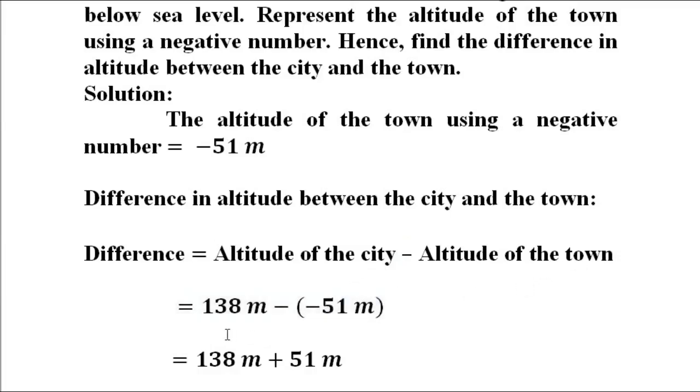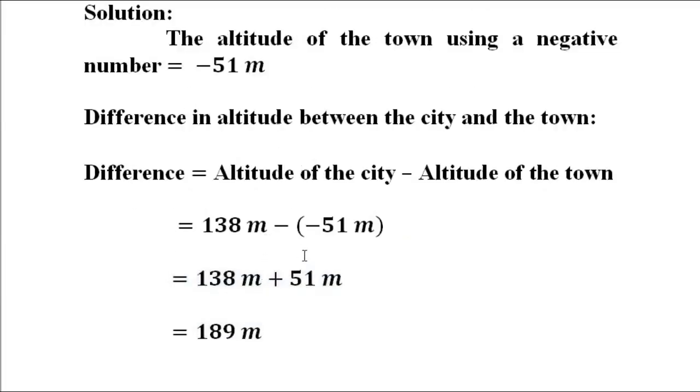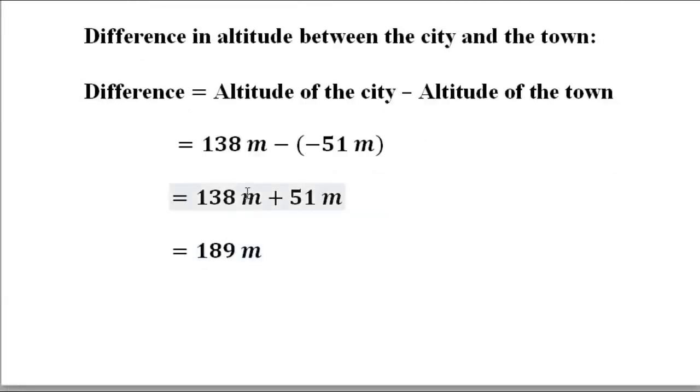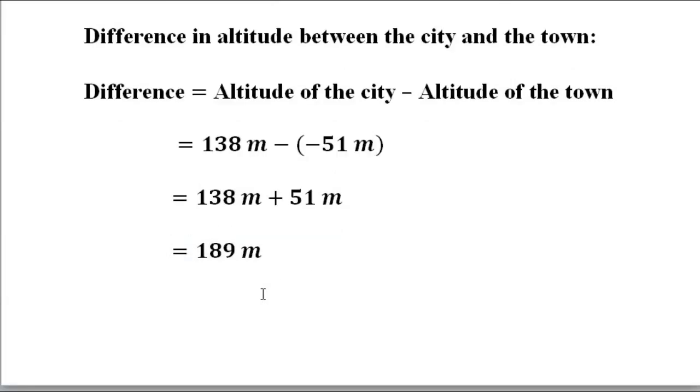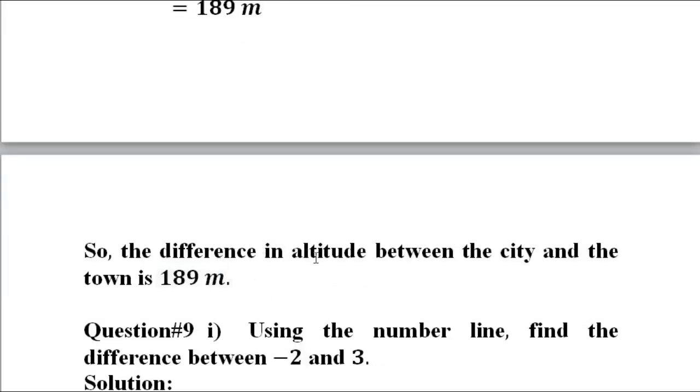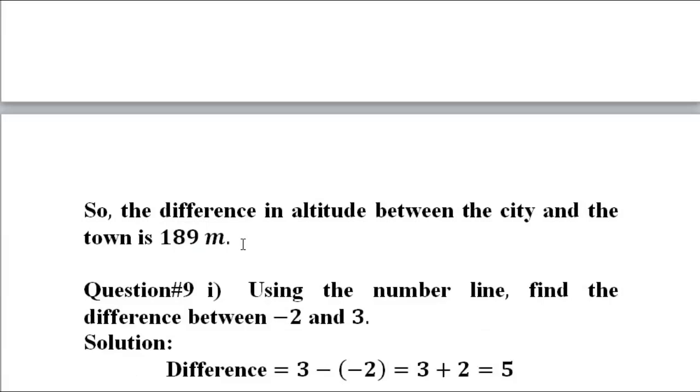The altitude of the city is 138 meters. I will subtract the altitude of the town, which is negative 51 meters, from the altitude of the city. We have 138 meters subtract negative 51 meters. Since subtracting a negative number is the same as adding the positive value, the expression simplifies to 138 meters plus 51 meters equals 189 meters. Therefore, the difference in altitude between the city and the town is 189 meters.